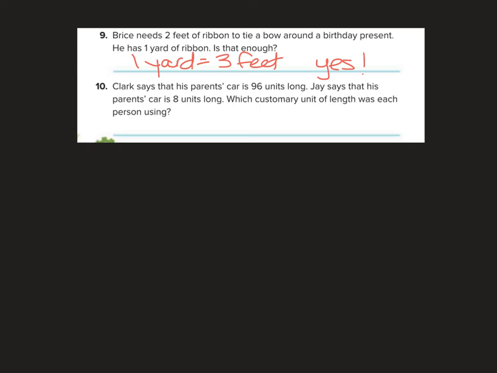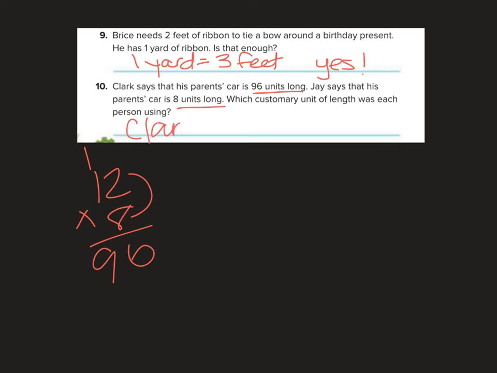Clark says that his parents' car is 96 units long. Jay says that his parents' car is 8 units long. Which customary unit of length was each person talking about? Now, here's my question. I wonder if I take 8 times 12, would I get 96? Look at that, 96. Okay, so that means that because there are 12 inches in 1 foot, Clark was talking inches, and Jay was talking feet.